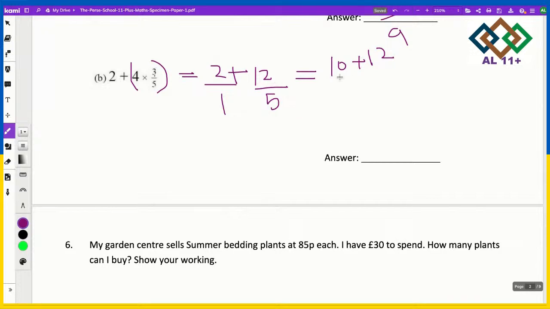So 12 multiplied by 1 is 12. So 10 plus 12 is 22 over 5. And if you want to do the same way as they have done it, you could also write it like this.